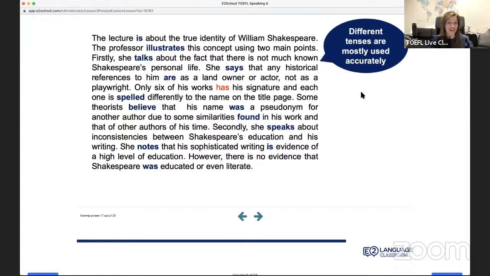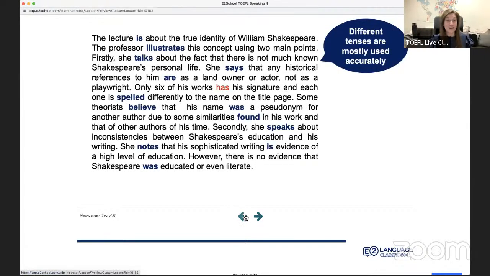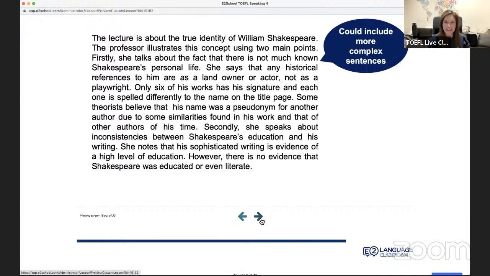The different tenses are used mostly accurately, just one small mistake, but all the rest are accurate. The lecture is, illustrates, talks, says, are, has, should have been had, spelled, believe, was, found, speaks, notes, was. So most of them are accurate, just one small error. It could include some more complex sentences, but overall, we've done quite a bit of variety. So this one could be a 3.5, but I would say more on the 4 side.